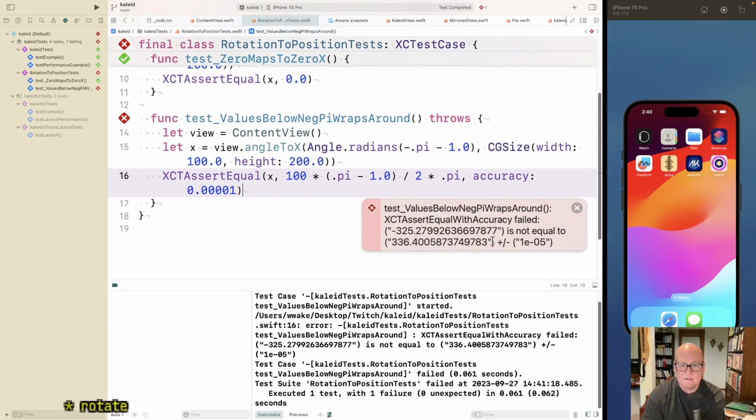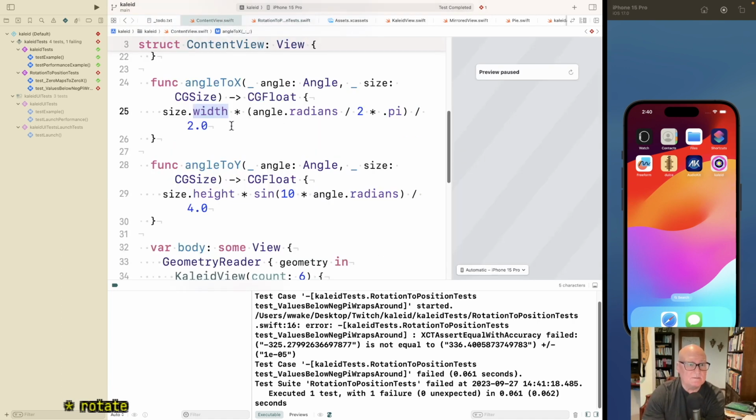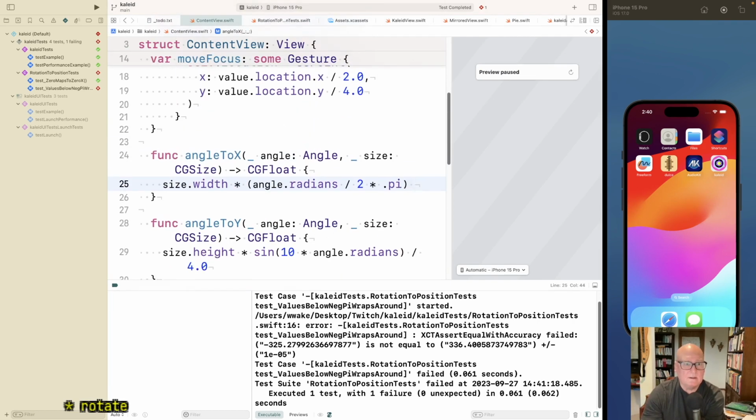Okay, now this minus 325 is not equal to 336. Okay, well, the problem is if, well, I don't want the 2.0 on there anymore. Okay, I think I'll get a better answer, a better failure.